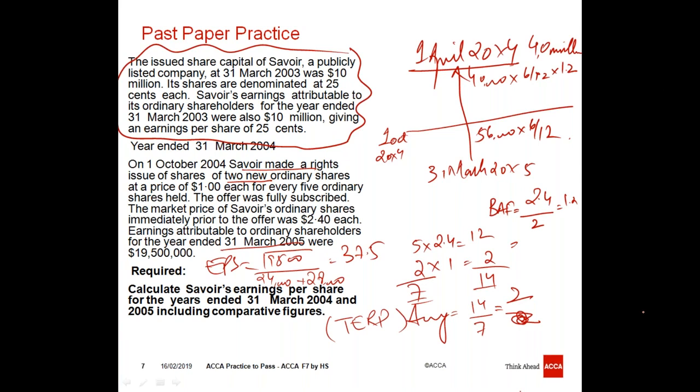How will we find the bonus issue or rights issue? Yes, it's mentioned here that the company issued right shares. So you have to do the working of right shares only. Okay, is that clear?